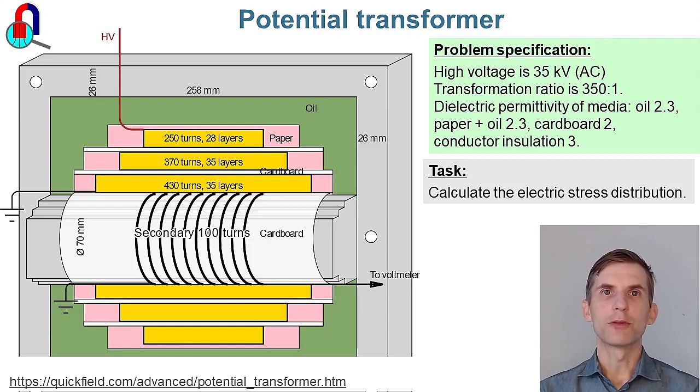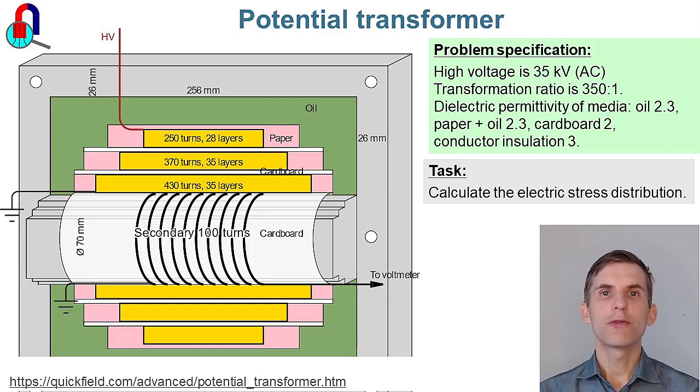Potential transformer, or voltage transformer, is an instrument transformer used to measure high voltage. The primary high voltage winding has a large number of turns and features a special form factor to reduce electric field stress. One end of the winding is connected to the mains and the other end is grounded. The electric potential is distributed linearly along the winding.